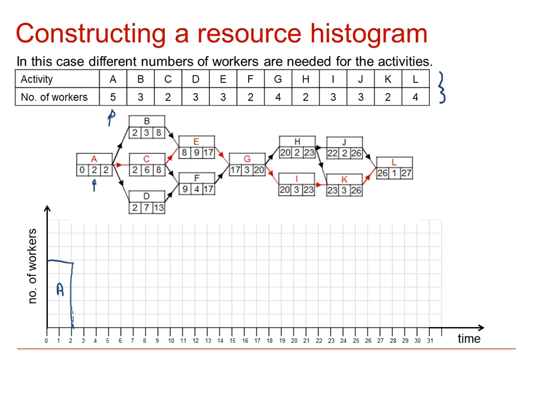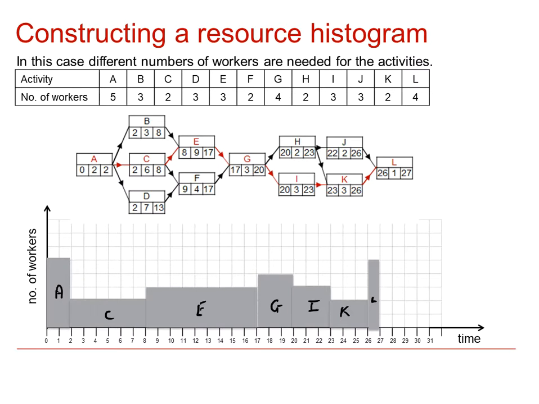The next activity is C. C is only height 2 and duration of 6, so it's going to go up to 8. And there is C in there. And so we continue doing the critical activities first. E goes up to time 17 and is going to need to be height 3. So we can put in E in here. And so on through G, I, K and L. So this is the situation reached once we've got the critical activities in on the diagram.